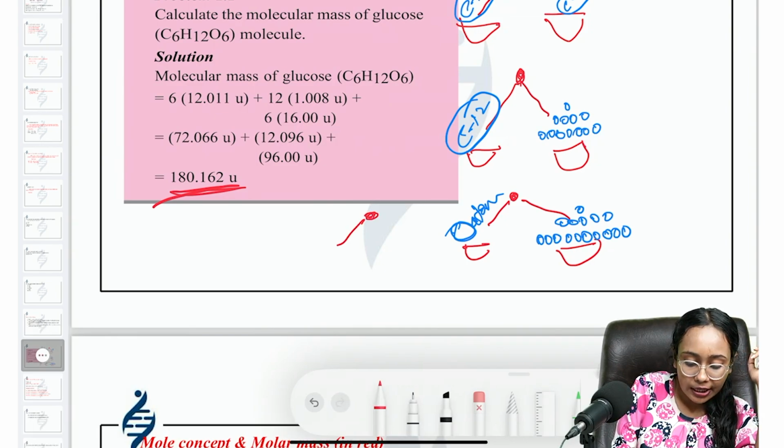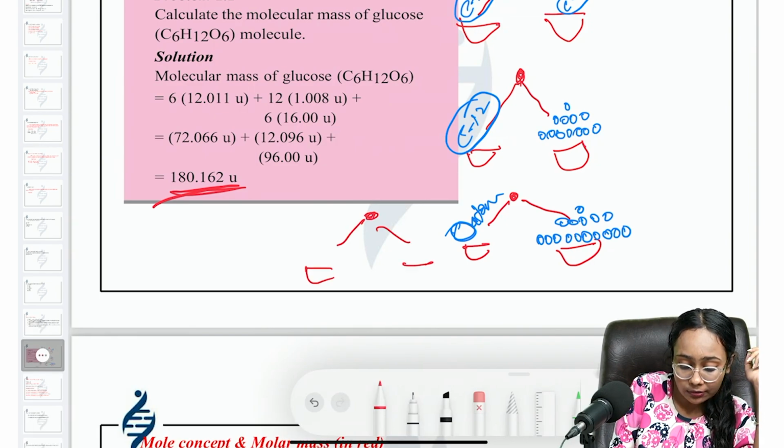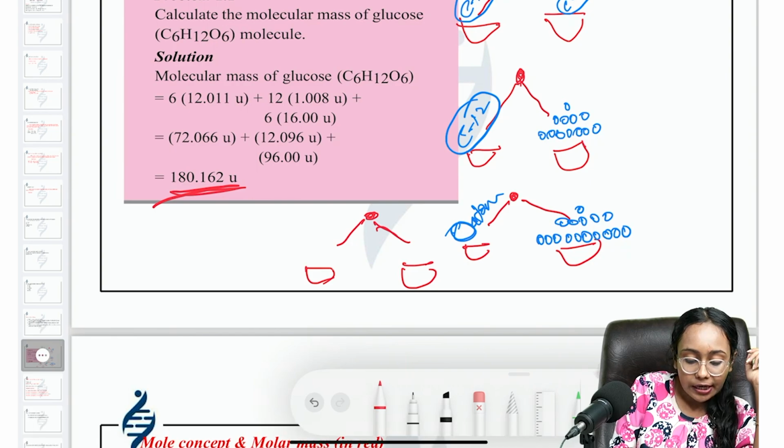Now, I'm changing the case. I'm taking the same pan. On the left side, I'm keeping a nitrogen atom.